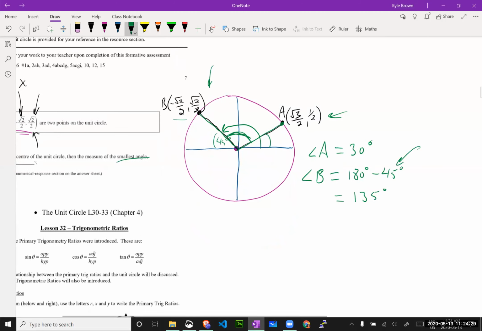Okay, so then in the end here, the difference between them has to be our answer, right? So the angle between them, maybe call that angle C, is just going to be 135 minus 30. So your answer here would be 105 degrees, right? That's what the angle between there and there would be.